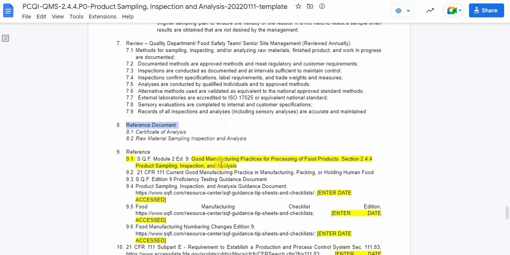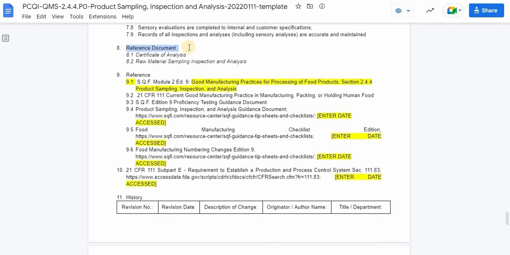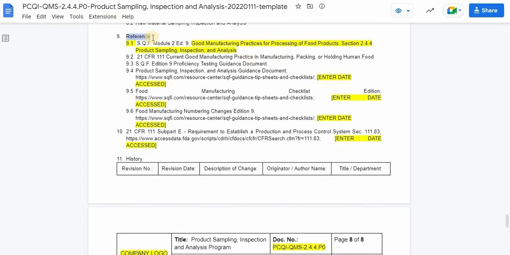Eighth is reference document. The reference documents are the set of documents used to implement and monitor a program, policy, or procedure. It includes the certificate of analysis and raw material sampling inspection and analysis. Next is references. The reference section is composed of guides utilized to implement the program. Examples are the certification guide, regulations, and other widely accepted scientific journals, research, and the like. It must comply with the standard format citation, which can be based on either MLA, APA, or Chicago style, and update the access date.